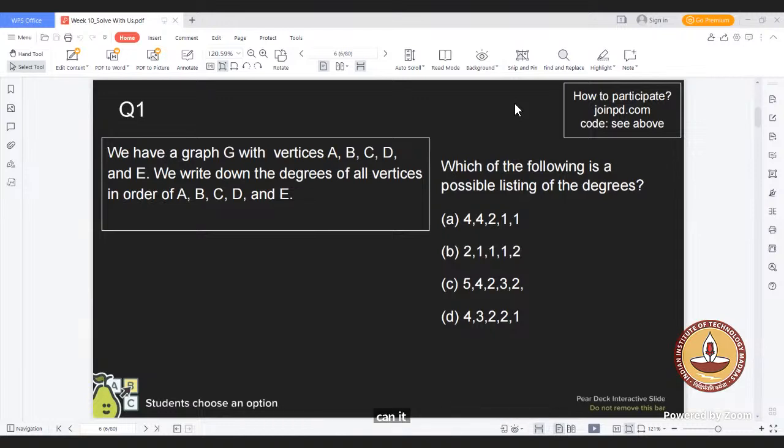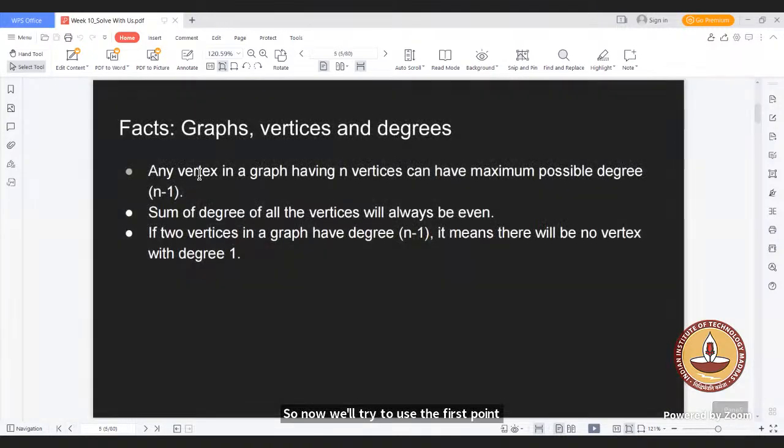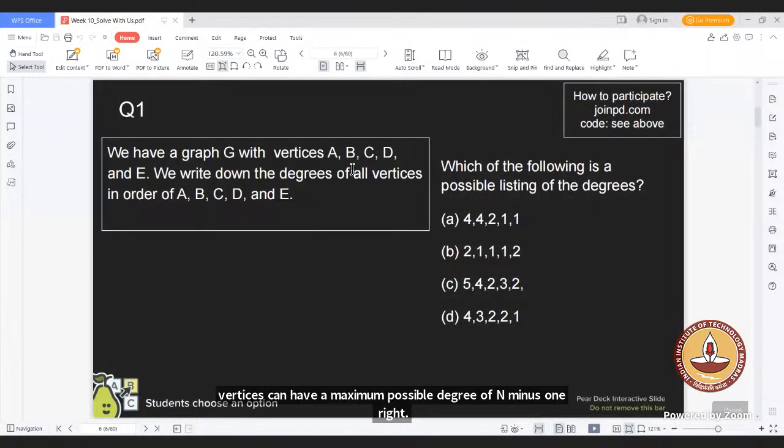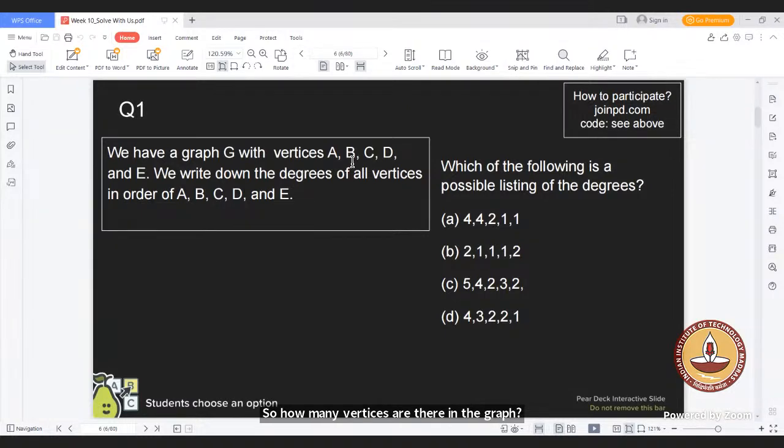Okay. So now we'll try to use the first point. The first point says any vertex in a graph having n vertices can have a maximum possible degree of n minus 1, right? So how many vertices are there in the graph? 5. So what is the maximum possible degree in this graph? 4. So from this, can we say option C is eliminated? Yes, sir.